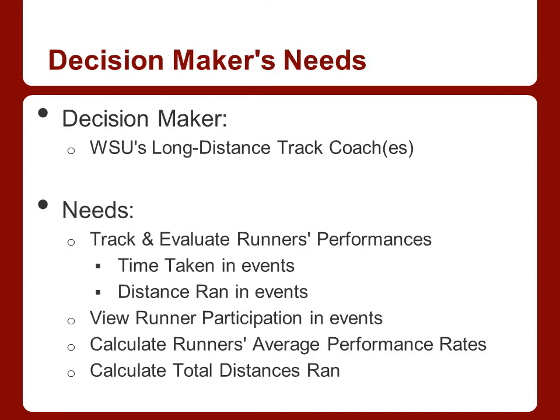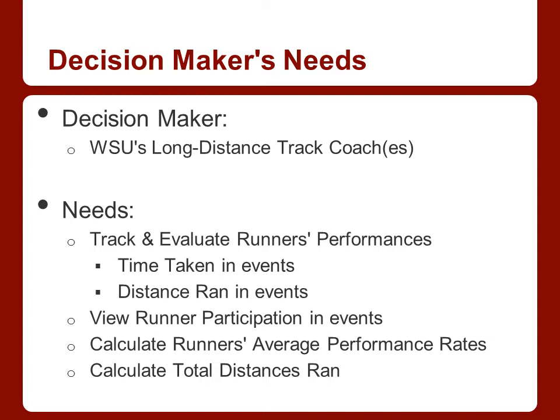So the decision maker had a lot of needs with our database. The decision maker is, like I said before, Washington State long distance track coaches, and then this could also be assistant coaches, personal trainers, athletic trainers, anyone that really had the authorization to not only view runners' records, but also analyze them and get a lot of information from them as well.